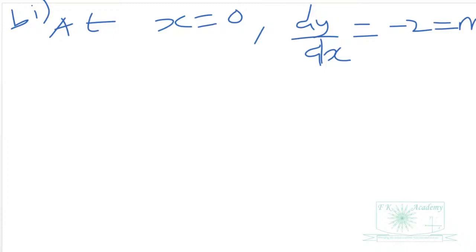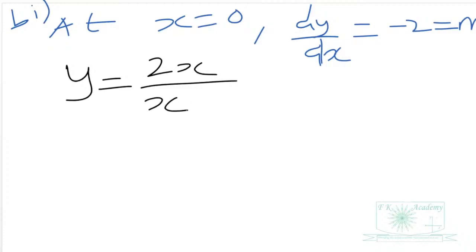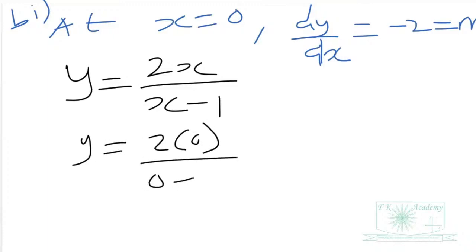Now we need a point and a gradient to find the equation of the line, which is a tangent. The tangent is a straight line. So we know that y equal 2x over x minus 1 is the curve given to us. So at x equals 0, y will be equal to 2 times 0 over 0 minus 1. So y will be equal to 2 times 0 is 0 over 0 minus 1, which is negative 1, and that will give us 0.